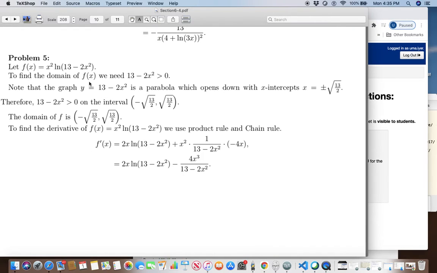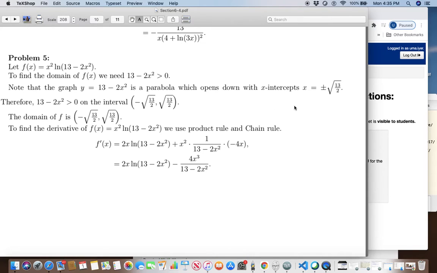Okay, no problem. Domain. Notice the argument for natural log must be positive. 13 minus 2x squared must be positive. You see, this is a parabola, and because of the negative leading coefficient, your parabola opens down. It has x-intercepts. How do you find x-intercepts? Set this equal to 0 and solve for x. x has to be plus or minus square root of 13 over 2.